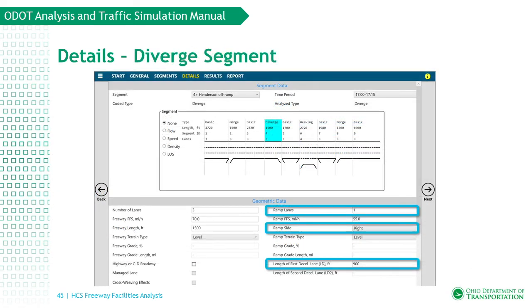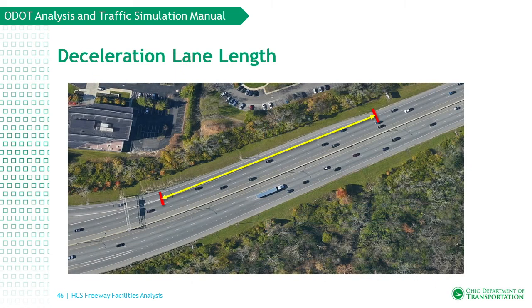Diverge segment inputs are nearly identical to merge segments. The number of ramp lanes should be specified as well as the side of the freeway the ramp diverges from, and provide the length of the deceleration lane. The length of the deceleration lane is measured the same as an acceleration lane, beginning of taper to the painted nose of the gore.